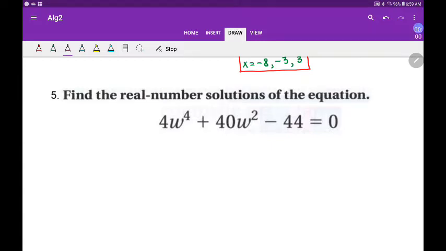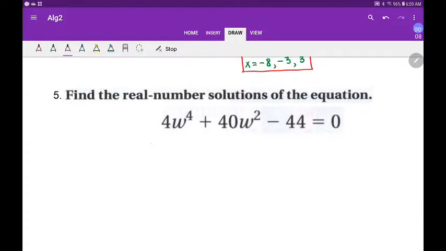To find the real number solutions of this equation, we're not going to graph it, but factor it. I think the best thing to do first is get rid of that 4. The 4 is in everything. That'll make it easier anyway.